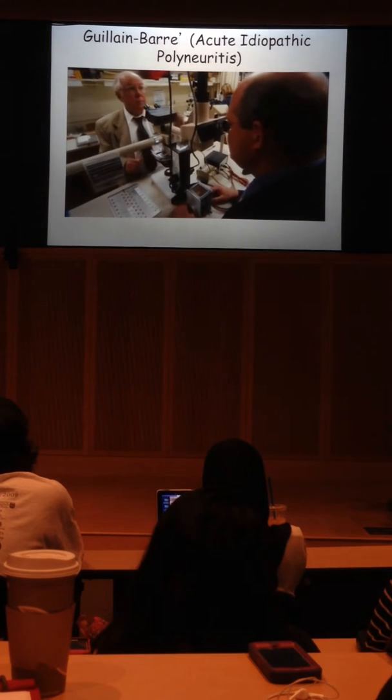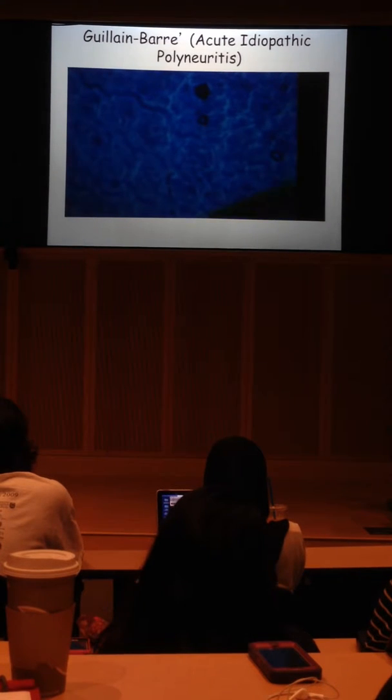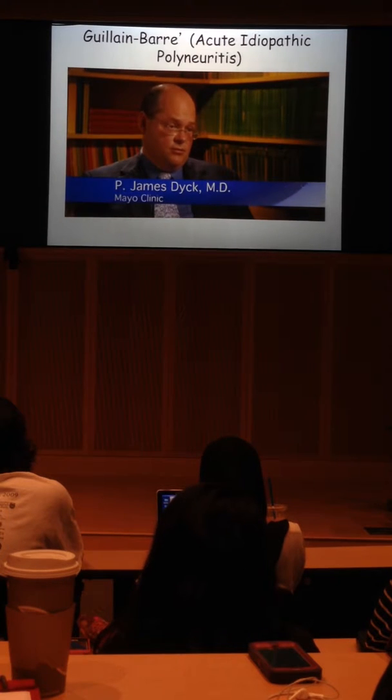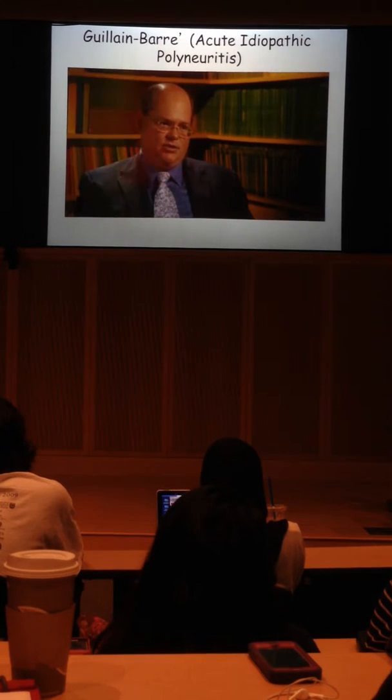Father and son team doctors Peter and James Dick study Guillain-Barré syndrome and related illnesses. They say the disease usually happens after a viral infection. And so your immune system gets confused. Instead of attacking the virus, it attacks your own nerves. And usually what happens is it causes demyelination.